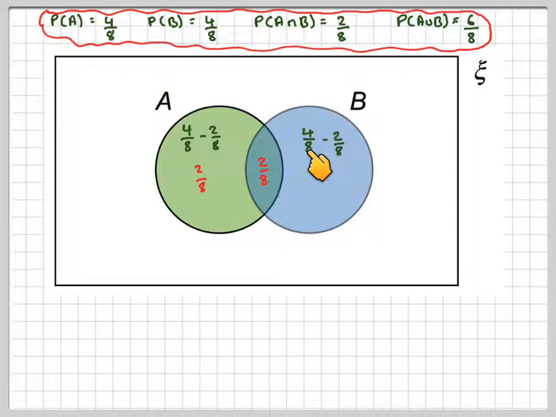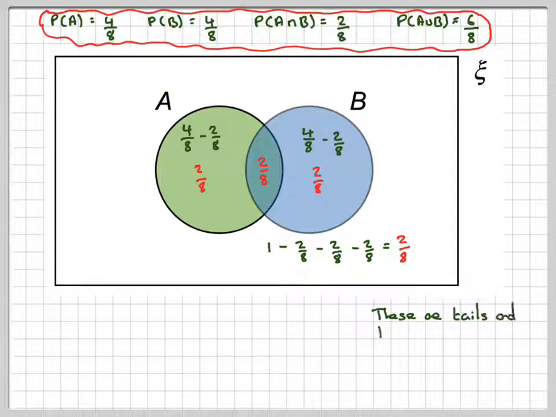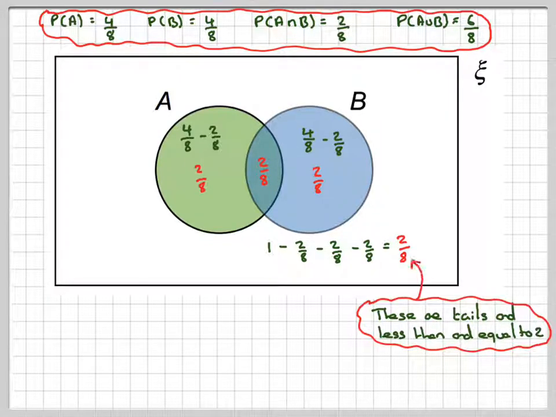We get 4/8 here minus 2/8 again. All of this here is 4/8, and there's 2/8 in the middle, so we need to take it away. We get 2/8 here. Now, outside here, we need to do 1 minus 2/8 minus 2/8 minus 2/8. We need to take each of those away, and we get the probability of A union B not happening. These are the tails and less than or equal to 2. There were 2 of them. If we're just going to consider the number of different outcomes, that's 2, 2, 2, and 2.